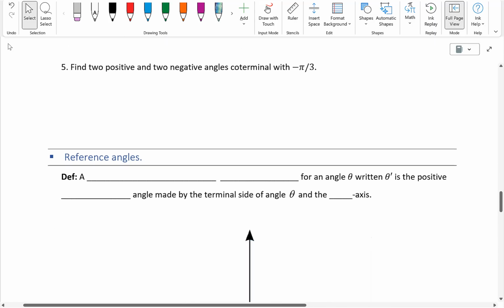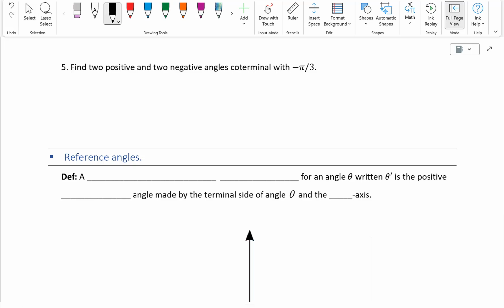For 5, we're finding 2 positive and 2 negative angles coterminal with minus pi over 3. So if 360 degrees was a whole circle, and that translated to 2 pi radians, then our coterminal angles are going to differ by 2 pi radians. And for us, since we're working with pi over 3's here, 2 pi over 1 is the same as 6 pi over 3. So we're just going to add or subtract 6 pi over 3 to move around the circle.